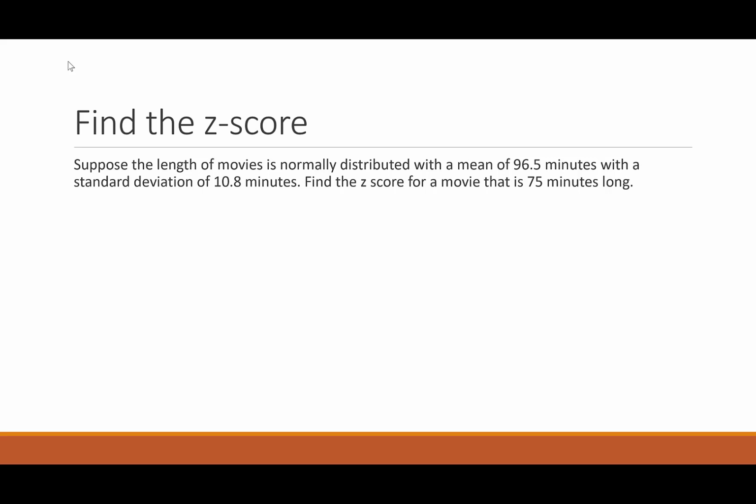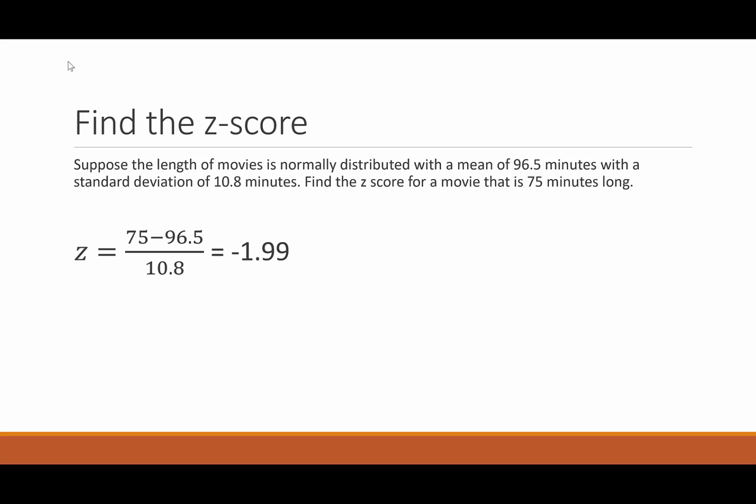So let's try that. Suppose the length of movies is normally distributed with a mean of 96.5 and a standard deviation of 10.8. Let's find the z-score for a movie that is 75 minutes long. So we're going to start by taking our data point 75. We are going to subtract the mean at 96.5, and then we divide by the standard deviation of 10.8. Throw that in your calculator and you get negative 1.99.